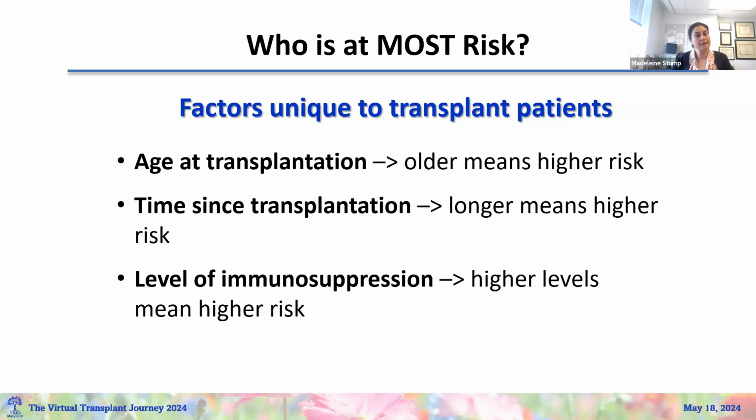So the older you are at transplant, the higher the risk you have, and the longer the accumulated effects of sun exposure. Time since transplantation: longer means higher risk. It also makes sense, since you have been under immunosuppressive medication for longer. Level of immunosuppression.